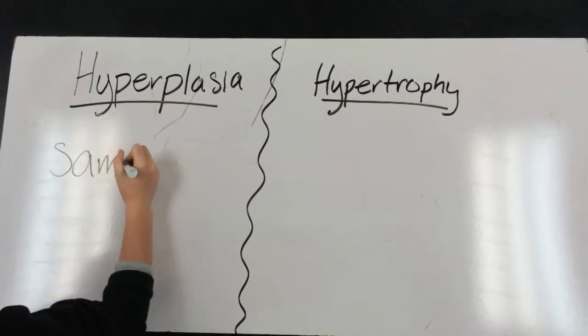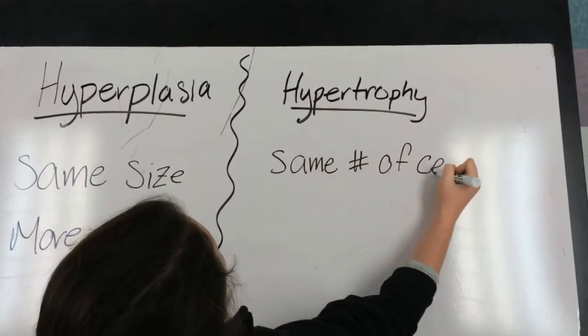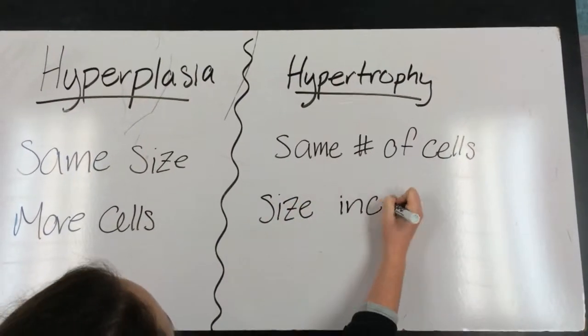So, in hyperplasia, it's the same size cells, there are just more of them, and in hypertrophy, it's the same number of cells, they are just bigger and stronger.